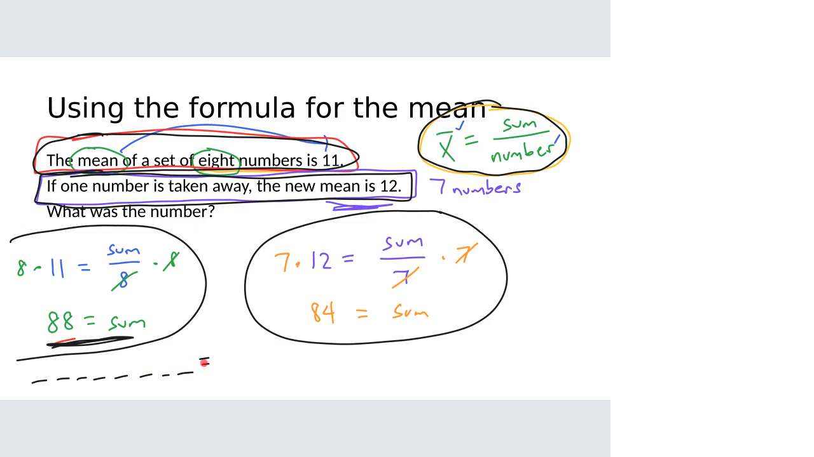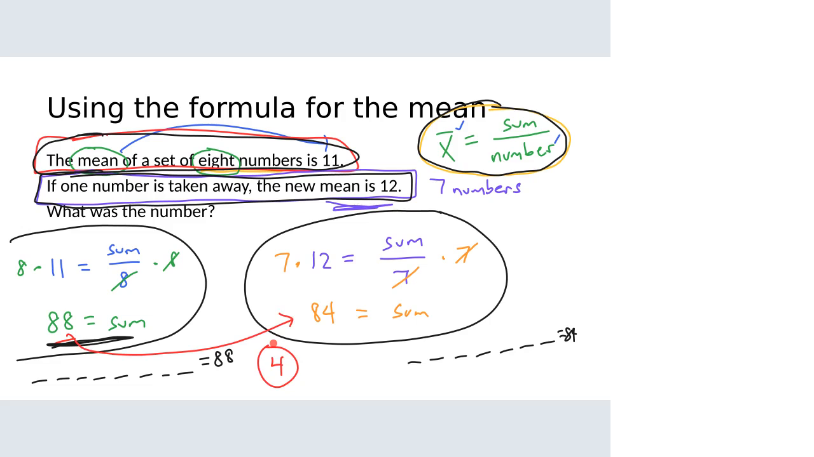And when I add them all up, I get 88. And I've taken away a number, and now I have 7 numbers over here. And the sum is now 84. Well, I don't know what any of those numbers are, but if the sum used to be 88 and the sum is now 84, then that means the number that was taken away had to have been a 4.